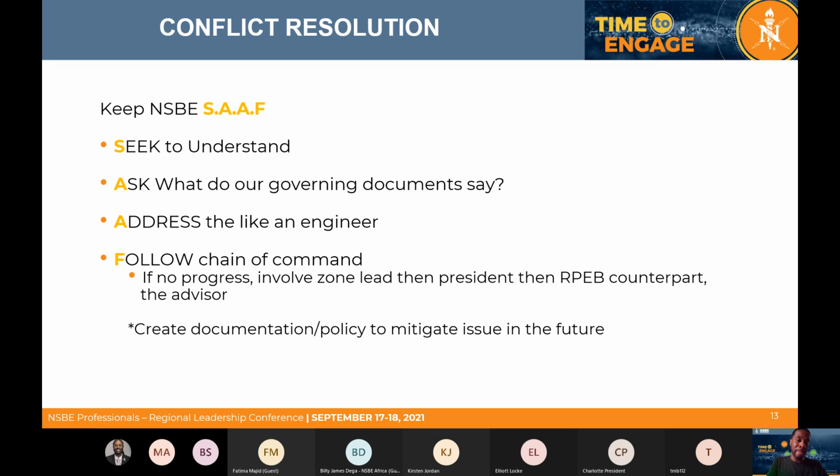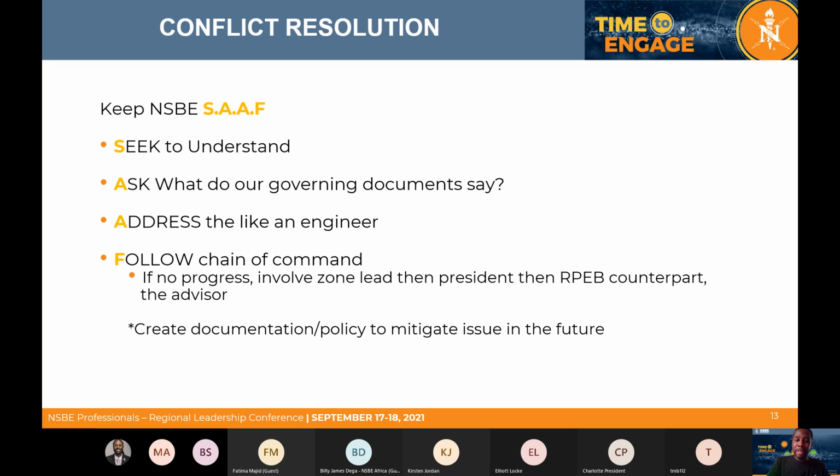So if the governing documents say this is how it has to be, then in the discussion, that's how it has to be. You want to address the situation like an engineer. So, we've all been to school, we all know how to think critically and logically. So, just like you would solve a problem at work, approach the conflict the same way, try to understand it and figure out the most logical approach to resolving it, and then follow the chain of command.